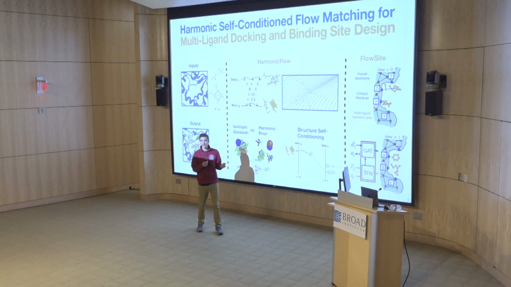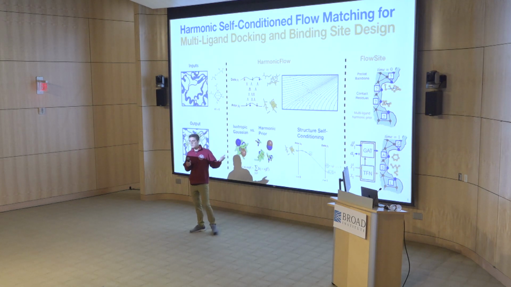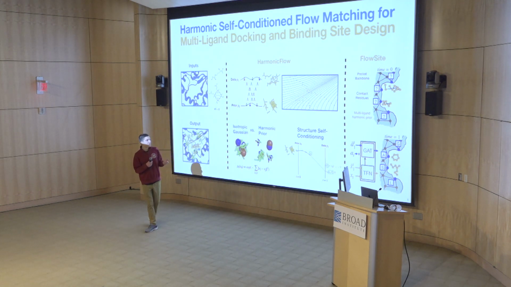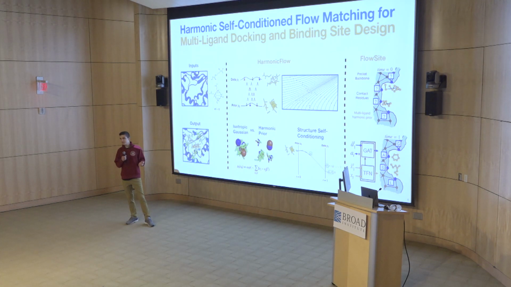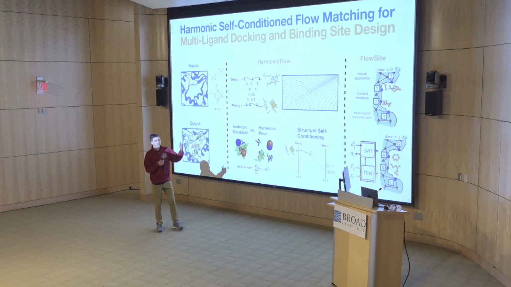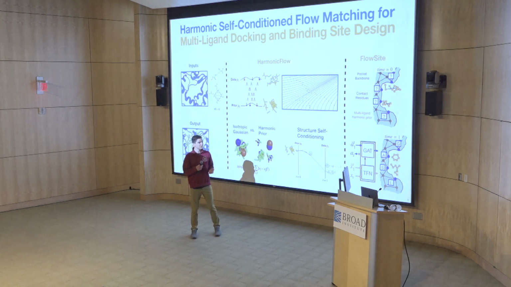Then we extend HarmonicFlow to obtain FlowSite by including an additional self-conditioned generative process over discrete residue types, and to obtain a very simple, straightforward, elegant framework for jointly generating discrete and continuous data. So discrete residue types and continuous ligand positions.